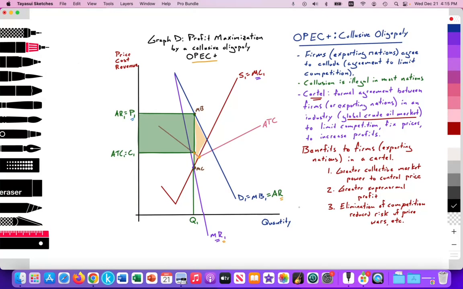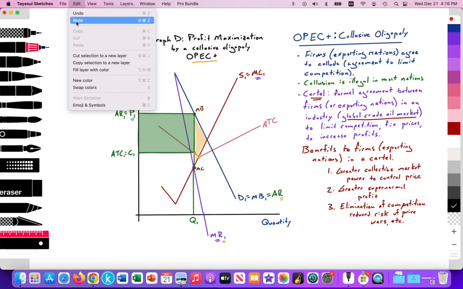This is a model that I used in a previous video. We were graphing a collusive oligopoly, that being OPEC, the exporting nations that are part of this cartel. In that previous video, we went over what a collusive oligopoly is, what a cartel is, and the benefits to firms or exporting nations participating in this cartel. The member countries of OPEC are collectively becoming a monopoly, so we can use a monopoly model to illustrate that. We drew this in that previous video, and now let's illustrate a shift outward in the demand curve.